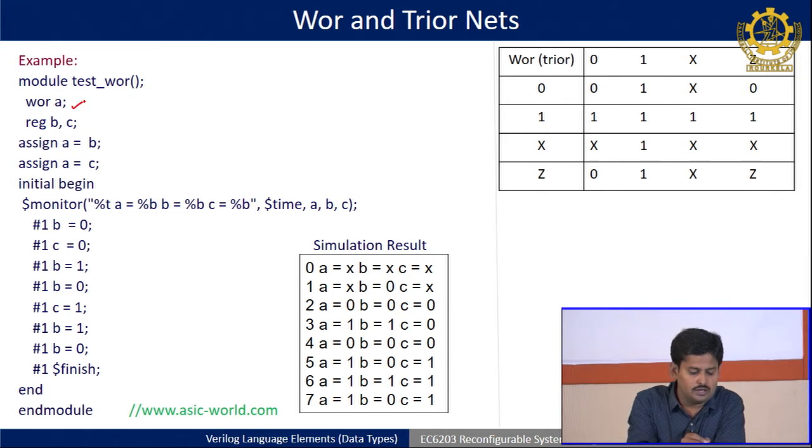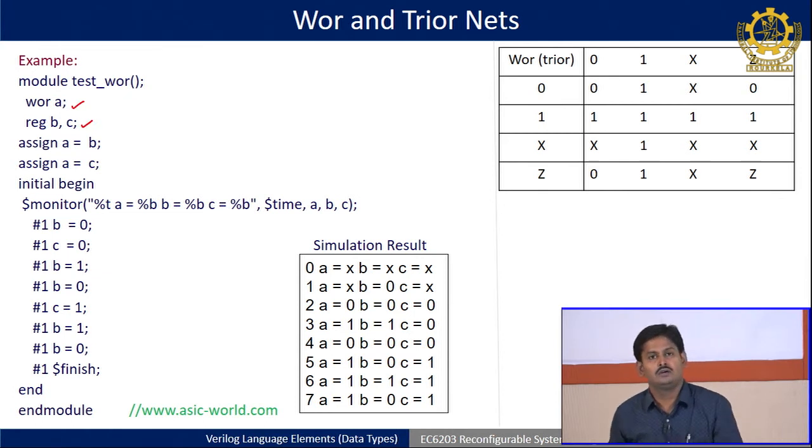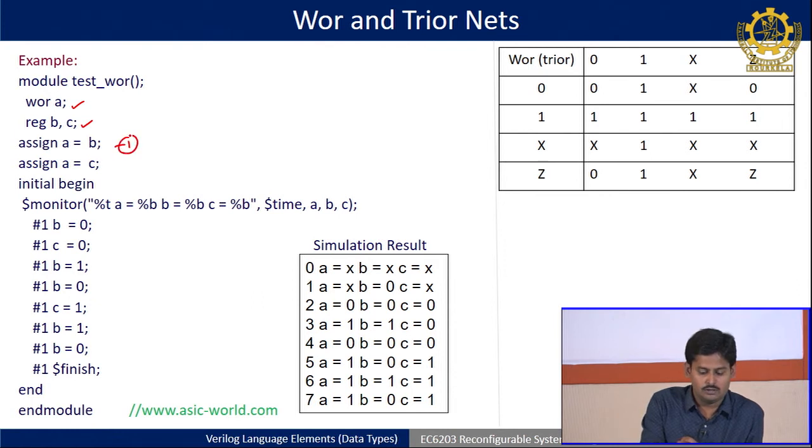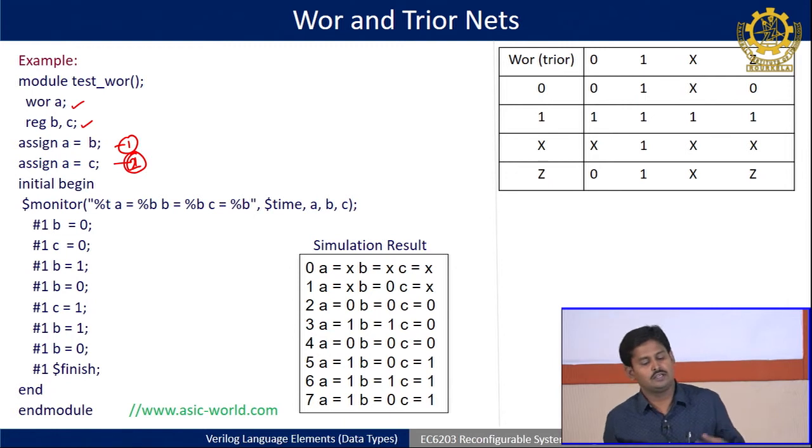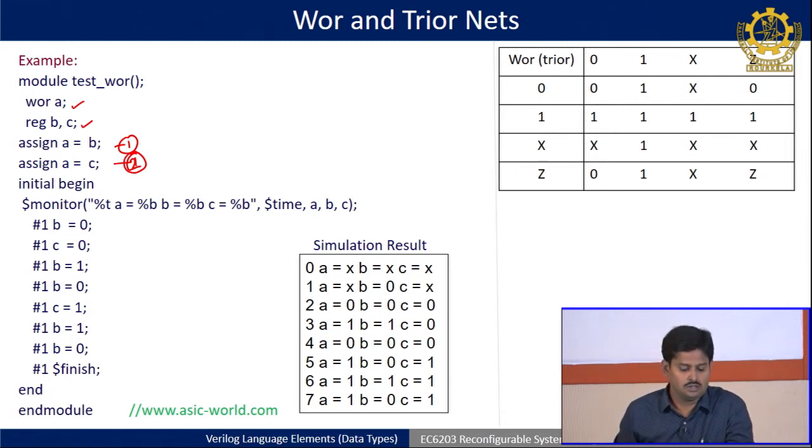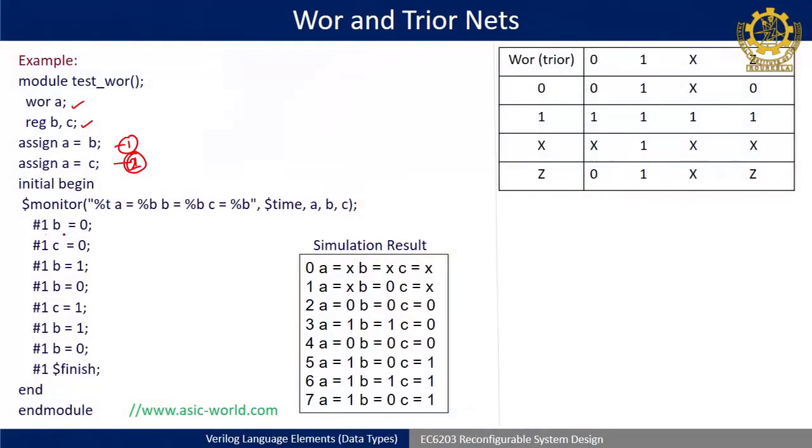So, here wor A and registers B and C. Okay. So, two statements we are having. Statement 1, assign A equal to B, and statement 2, assign A equal to C. That means now A is getting two values. Okay. And they keep on monitoring the values of A, B, C and $time. $time refers to your current simulation time. Okay. And after that they have given, like, at #1, B is equal to 0. So, here 1 started.